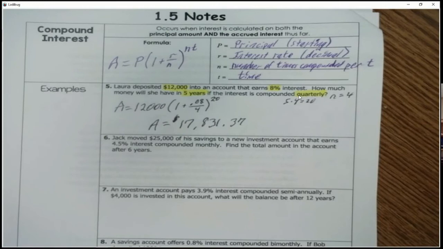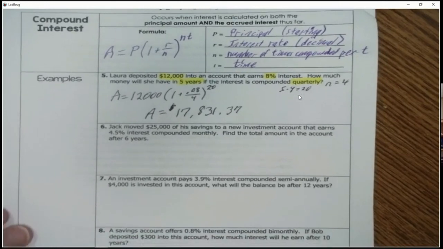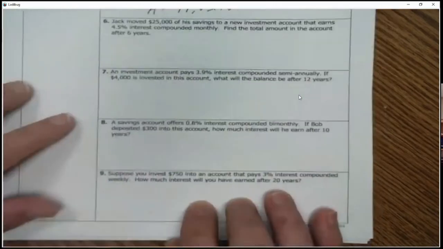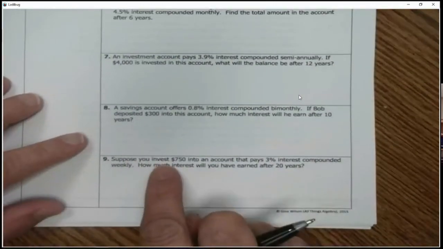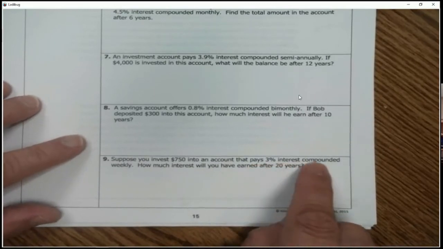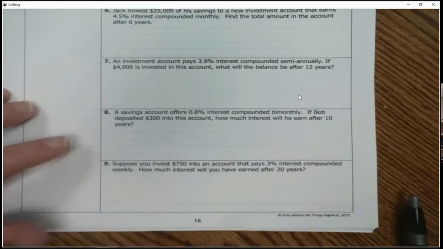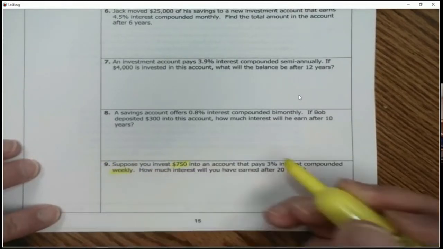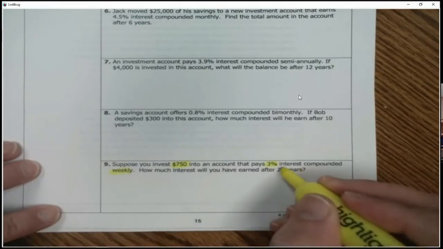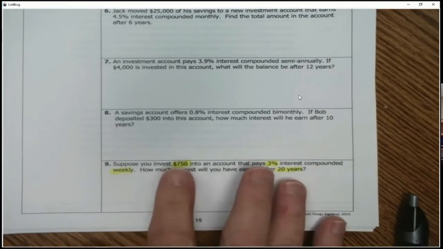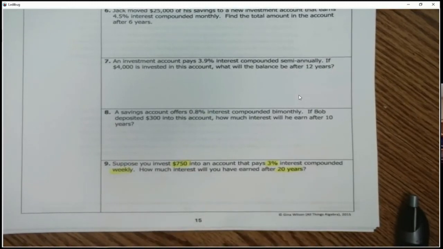So let's look at the second one. Oh, no, let's look at the last one because that's everything. Let's suppose you invest $750 into an account that pays 3% interest, so only 3%, but it's compounded weekly. I haven't seen a problem with weekly before, so we're going to do this weekly, $750, 3% interest, and we want to know after 20 years. All right, so we're only starting with $750. Let's write our equation for this one.